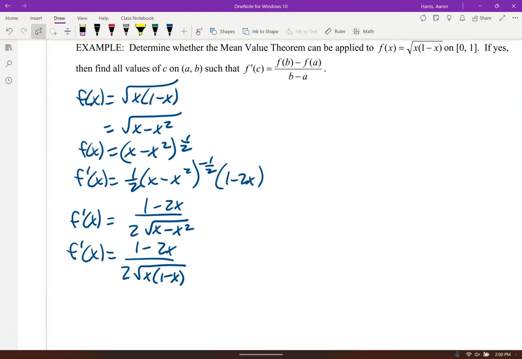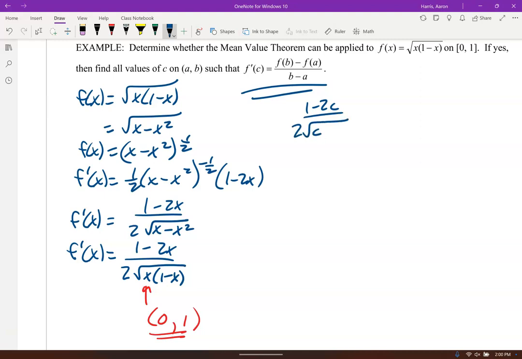Right? 0 would not work. It would not be differentiable at 0, but we don't care because it only has to be differentiable on the open interval. 1 would not work either, but again, between them I'm okay. We just care about being differentiable between 0 and 1, right? So let's go ahead and apply the mean value theorem. So f prime of c. So I've got 1 minus 2c over 2 square root of c times 1 minus c equals f of 1 minus f of 0 over 1 minus 0.